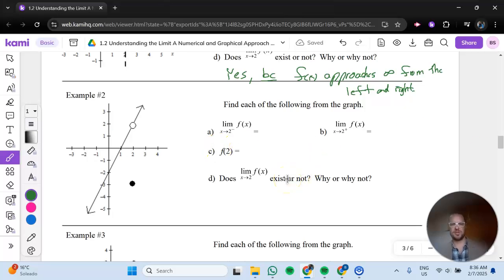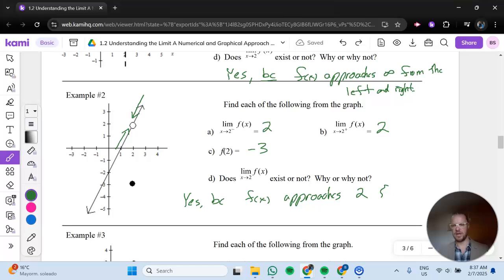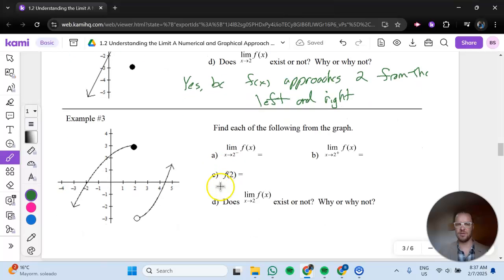Okay, as x approaches 2, this is where my hole is, from the left, well, it approaches 2. And as we approach it from the right-hand side, we also get 2. But f of 2 is down here, it's actually negative 3. Does it exist? Yes, it does. For the same reason, right? Because f of x approaches the same value, which is 2, from the left and right. Whoa, that's a weird f. Okay, so it doesn't matter that the function is something different. It's approaching the same, and that's what the limit is talking about. It's about what it's approaching, what it's getting close to.